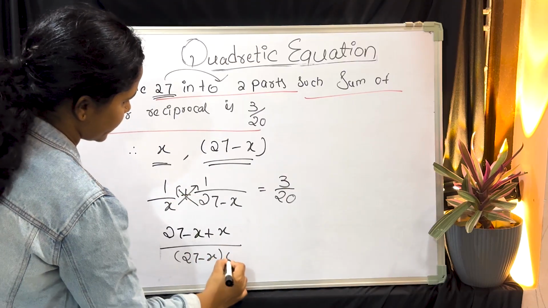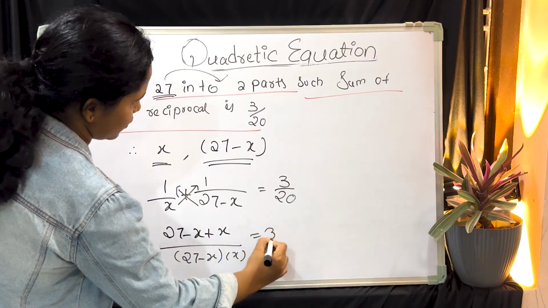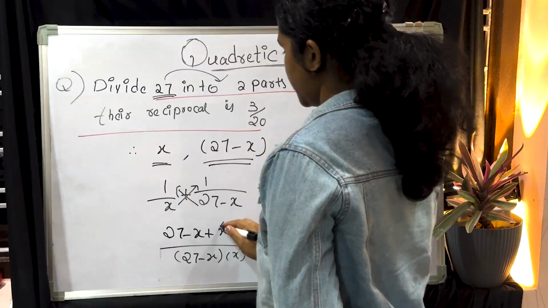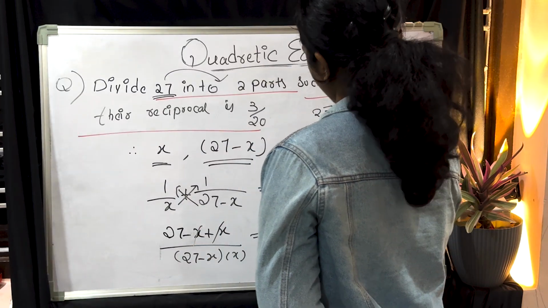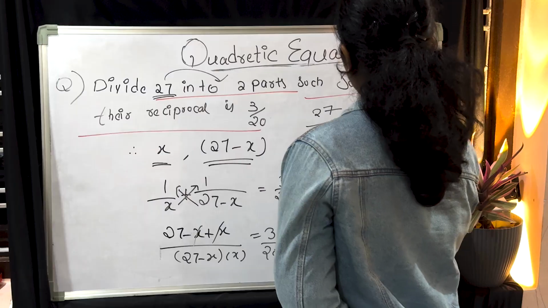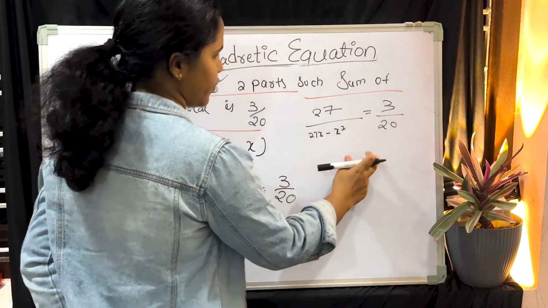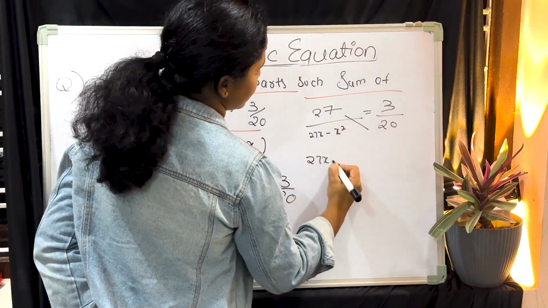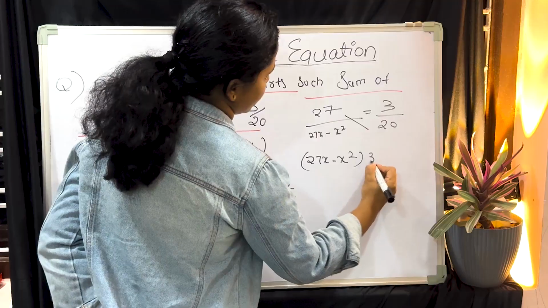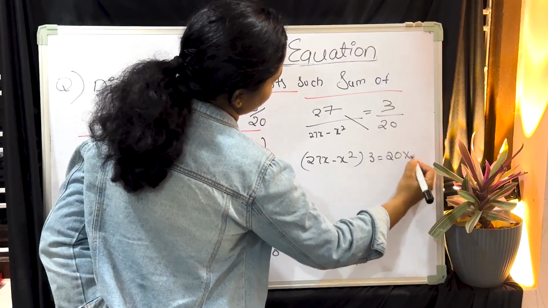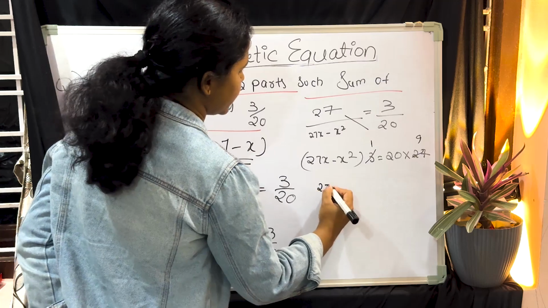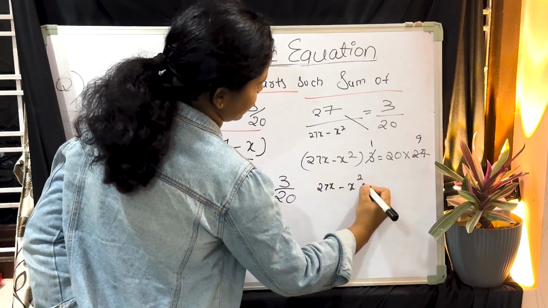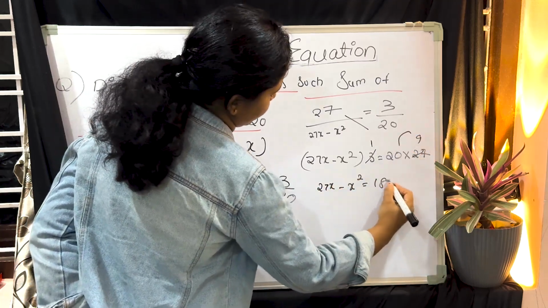You all know this basic step. It is equal to 3 by 20, and plus x minus x cancels. So 27 by 27x minus x square is equal to 3 by 20. Again, 27x minus x square into 3 is equal to 20 into 27. See here, 3 nines are 27, so 27x minus x square is equal to 20 into 9, which is 180.